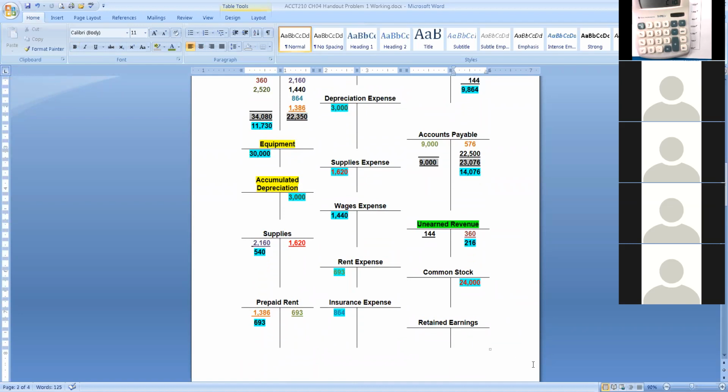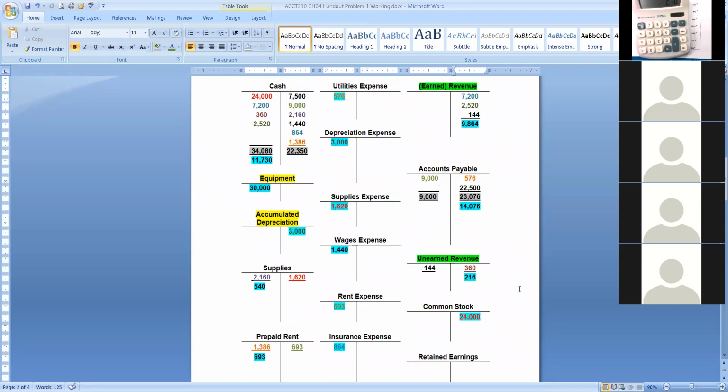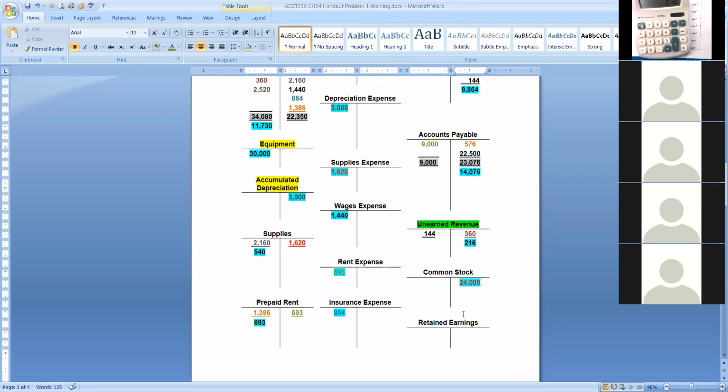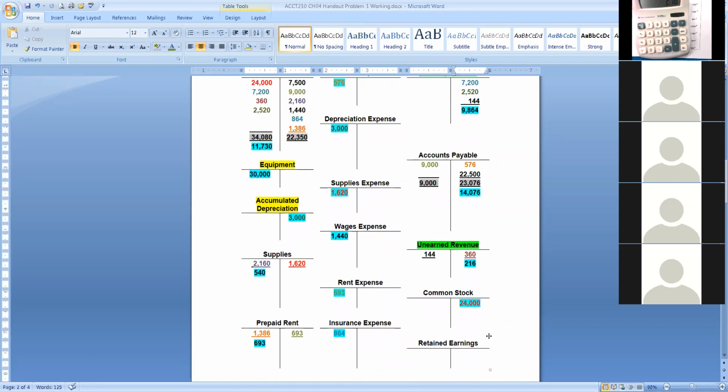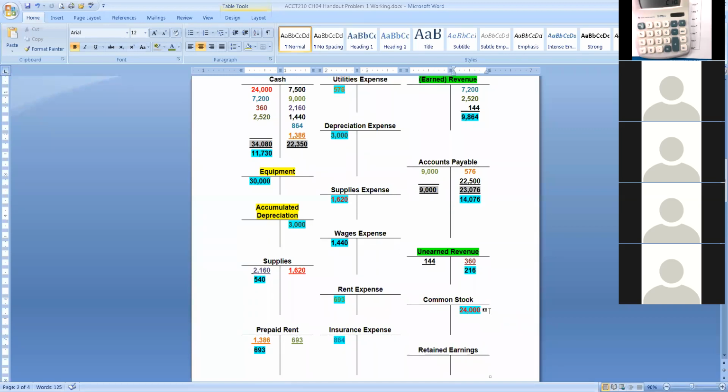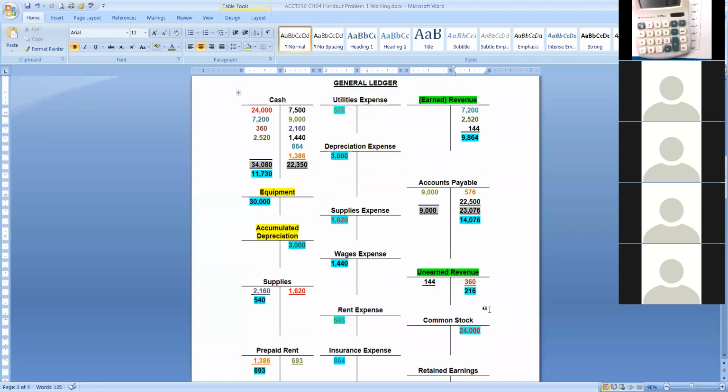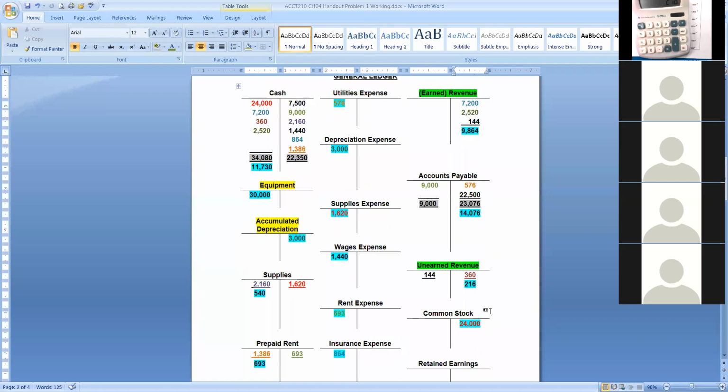Retained earnings, we don't have anything in, and if you think about it, this is the first year. So there was no earnings to retain. There's no income to retain from previous years. So there is nothing retained in there yet. No dividends were paid. Any question on this?